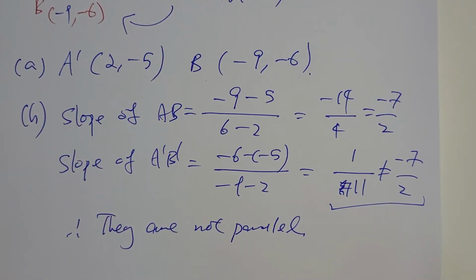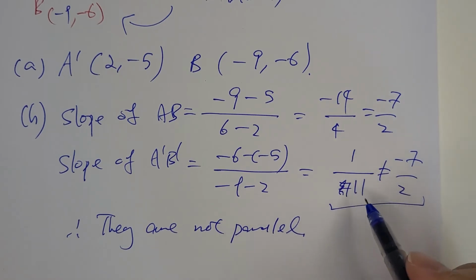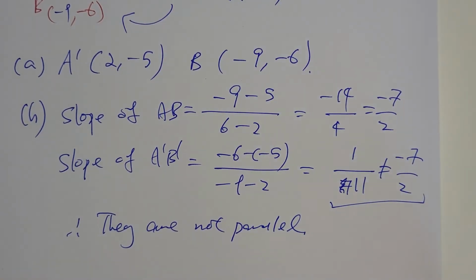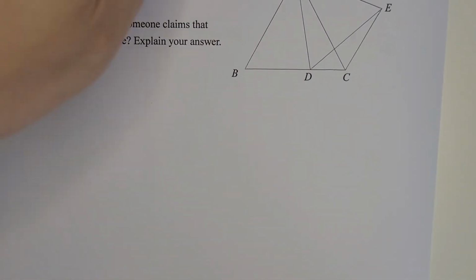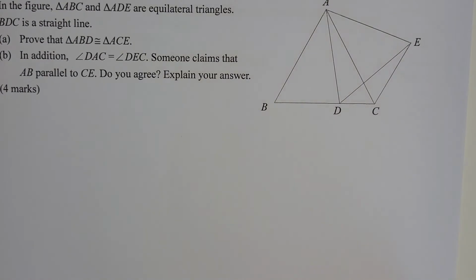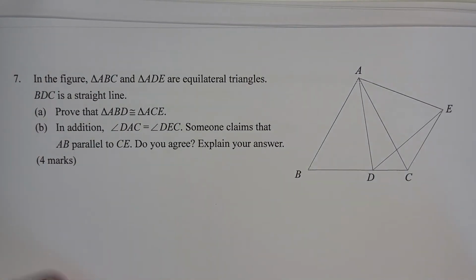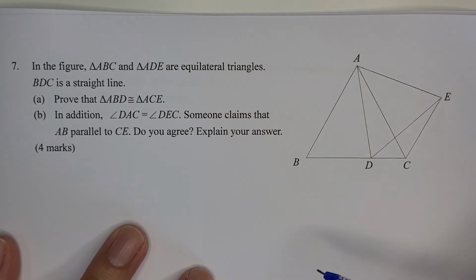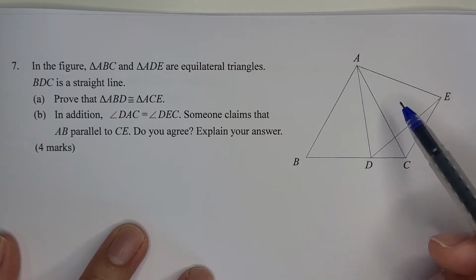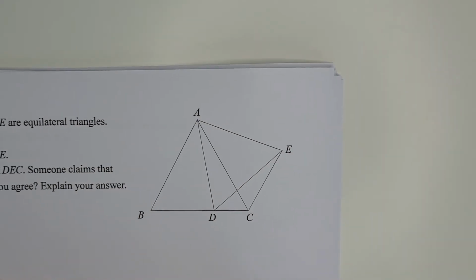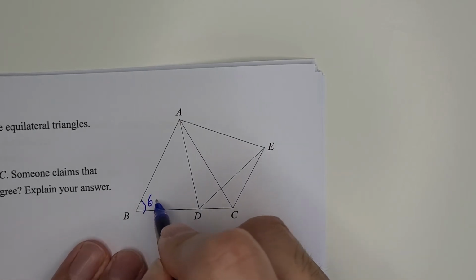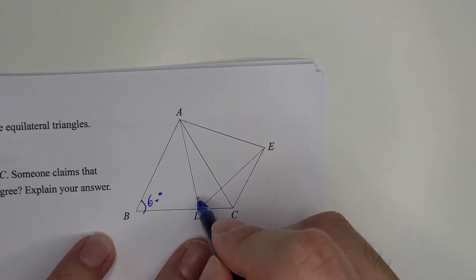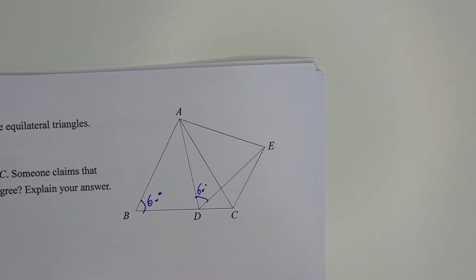So that's it. That is question number 6. And move to question number 7. In this figure, ABC and ADE are equilateral triangles. BDC is a straight line. Now prove that ABD is congruent to ACE. So look at this figure. Here that is 60 degrees, and another one here that is also 60 degrees.